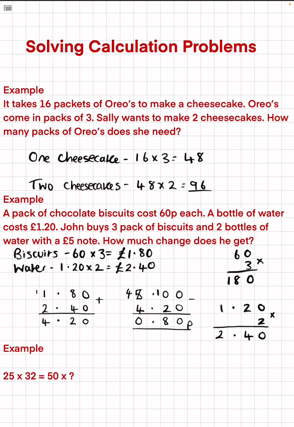Here is another example. We have 25 multiplied by 32 equals 50 multiplied by missing number. 25 has been doubled to get to 50. To keep this calculation equal to this calculation, we need to do the opposite with this number. So if this number has been doubled, we need to half this number. So half of 32 is 16. So the missing number is 16.